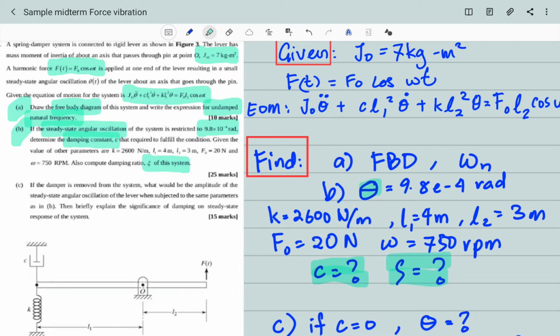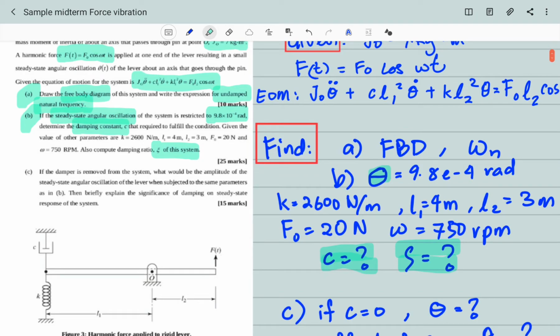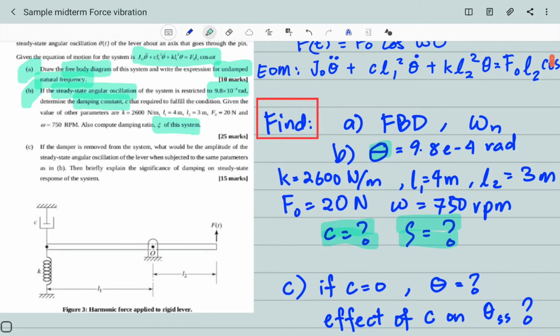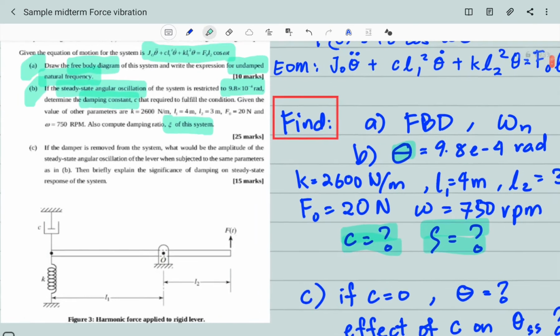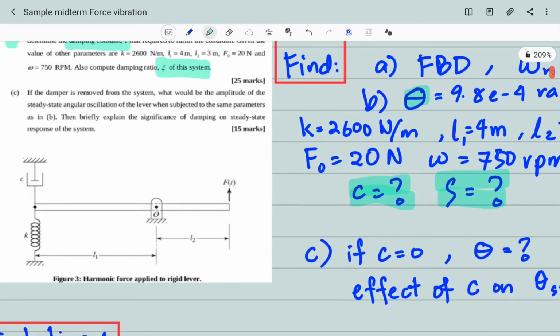And part C, you can see it's fairly easy. Once you know what variables are given, you can easily relate to which equation you're going to use. In part C, you can see the damper is removed, so there are conditions here. You may want to read this question very thoroughly, maybe two or three times, so that you understand what it wants. It says when the damper is removed, and you know damper normally relates to C or zeta. So when it is 0, what would be the amplitude of the steady state?